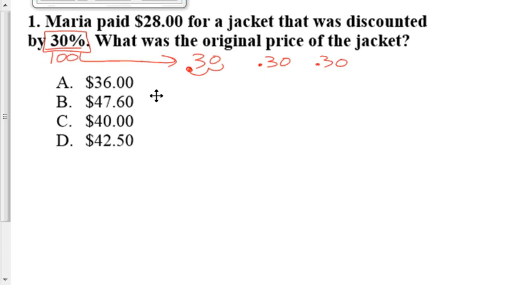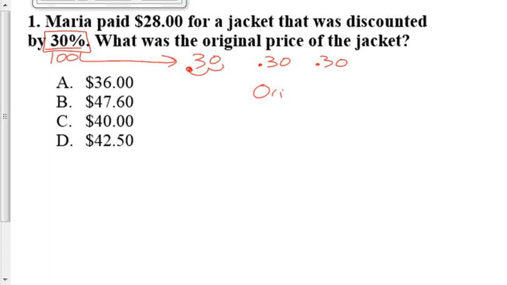The next thing to understand is that whenever you want to find a percent of something, you're multiplying that something by the percent. It's always number times percent. So in this case, we are trying to find the original price. There's a couple ways we could think about this, but here's the general idea.